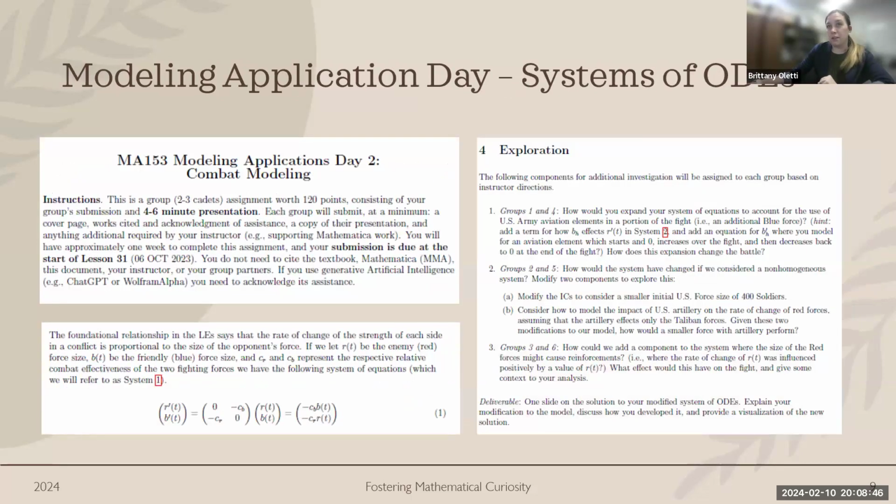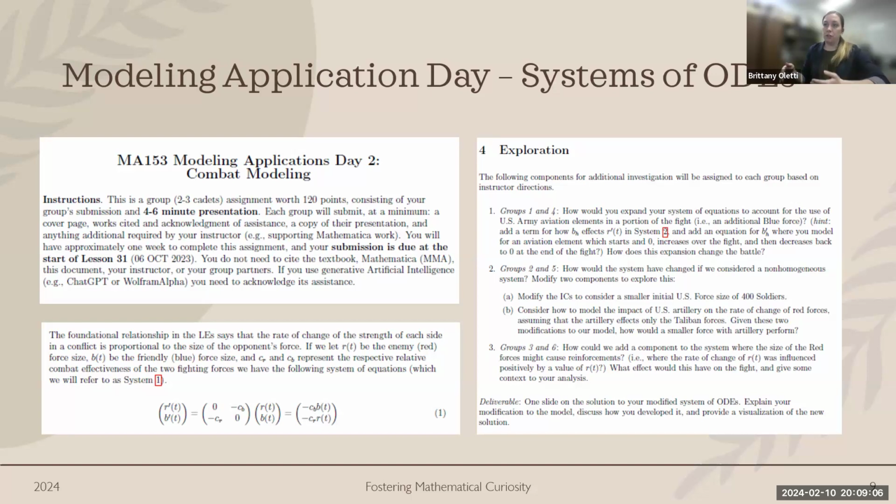The second modeling application day we do here this year, since we moved to systems, is slightly different. We used a combat modeling day with the Lanchester equations. So we gave them an actual model: the operation of Bulldog Bite in the Kunar province of Afghanistan in 2010. And we told them some of the data, how long the battle lasted.